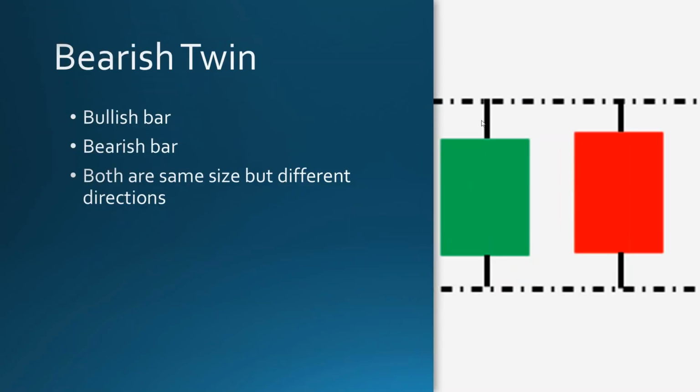That is what you see here. You see the green bar followed by the red bar. That really indicates that more likely than not, the next candle will be bearish as well.